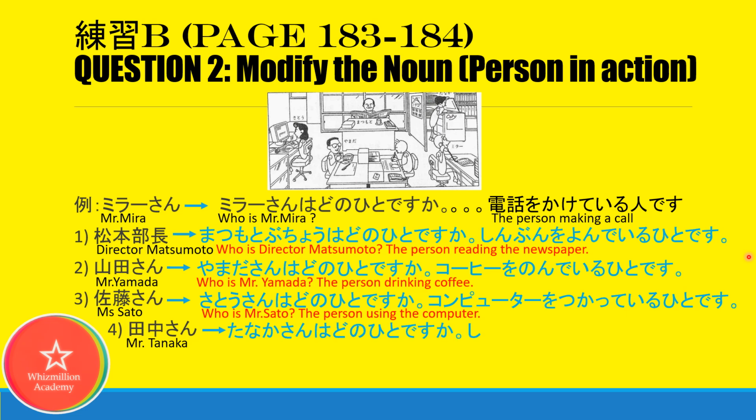Tanaka-san はどの人ですか? 資料をコピーしている人です。The person photocopying the documents. Alright, 資料 is documents. So, who is Mr. Tanaka? The person copying the documents. Right?